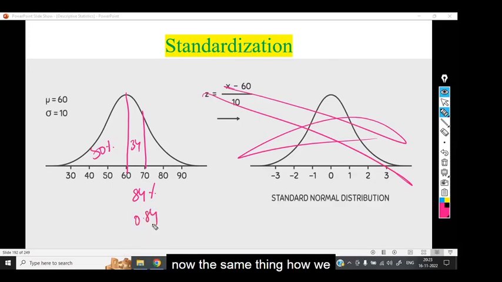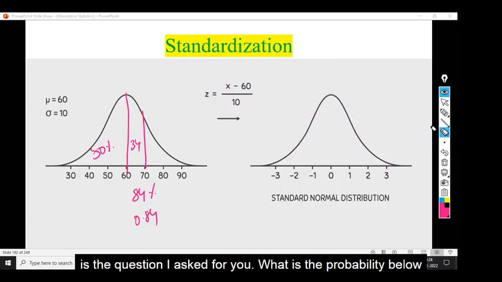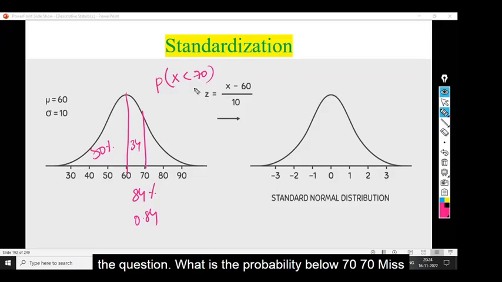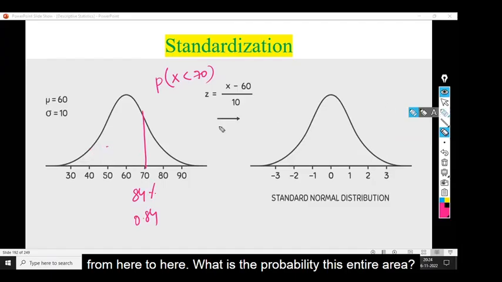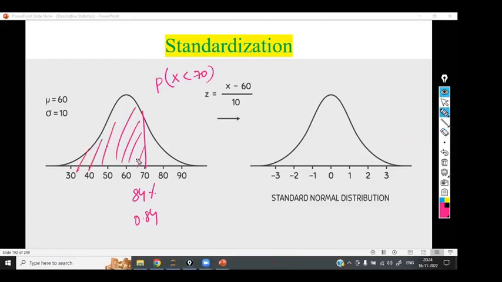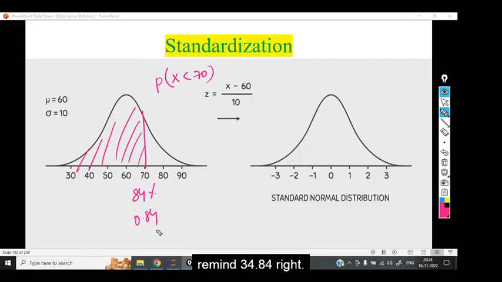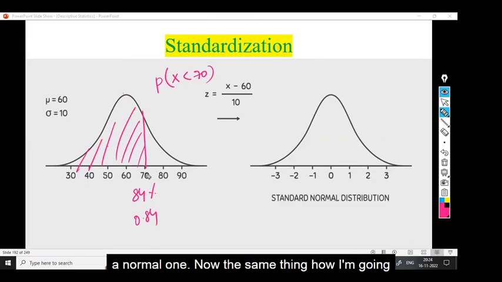Now the same thing, how can we calculate it? What was the question I asked you? What is the probability below 70? 70 means from here to here. This entire area I asked you, and you gave me the output as 84%, which is up to here 50% and the remaining 34, so 84, right? Now this is the normal one.